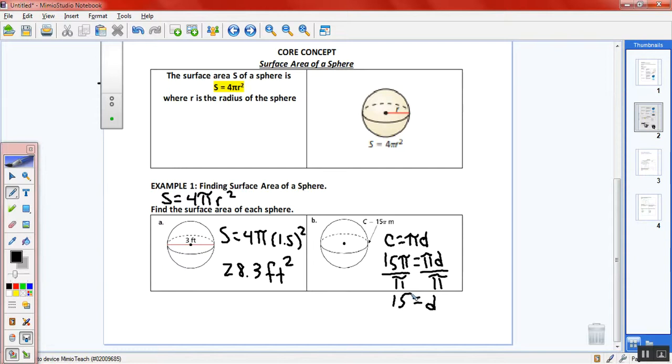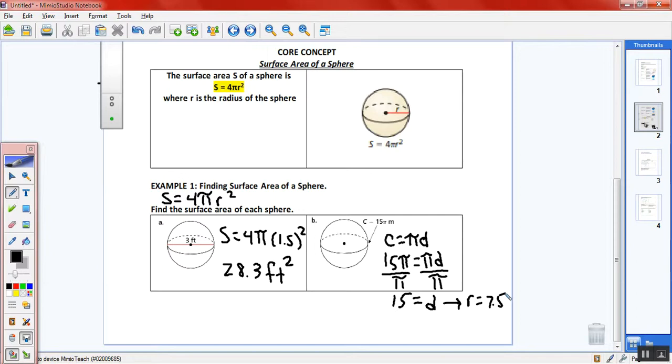Would you know the radius? Yes. What is the radius? 7.5. Okay, so the radius from this mess right here is 7.5. You guys find my surface area of that sphere now, knowing that the radius is 7.5.